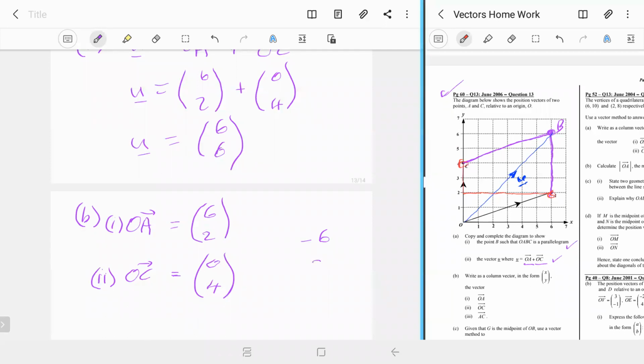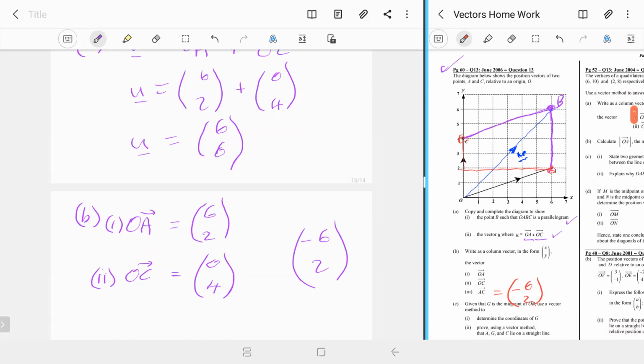So the answer for this is negative 6, 2. The diagram tells me it is negative 6, 2. Remember, a vector is where you go from one point to another. Look at it. Go from A to C. I go 6 units left, 1, 2, 3, 4, 5, 6, and then 2 units up, 1, 2. The diagram tells me that the answer is negative 6, 2.